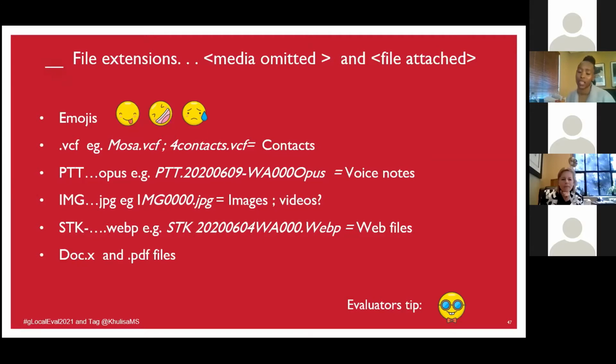And then your STK files, your web files. A web file would be something they probably got from the internet and want to share with everyone, or downloaded directly from the internet and want to share with everyone. And again, not always easy to place unless they have a date. And then of course your .x and your .pdf files. And they look like your general blue and red icons as you will see them.